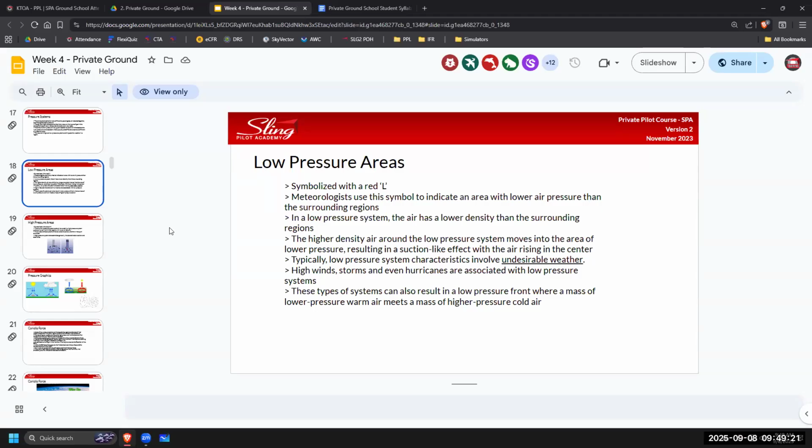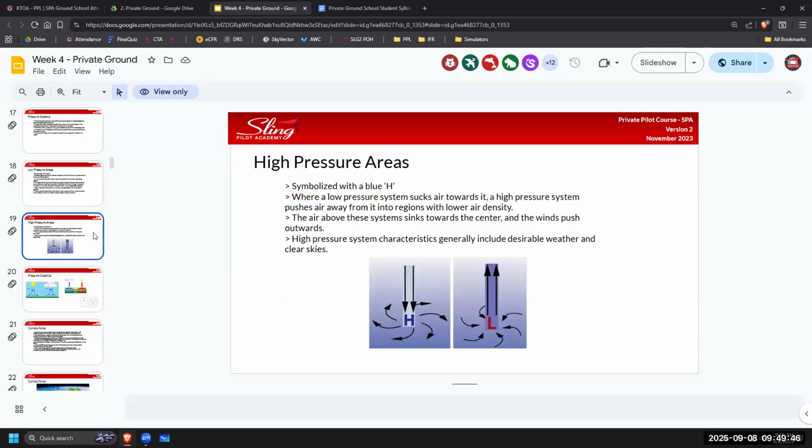Some people call it the screwdriver idea too, turning a screwdriver, tightening and untightening, but I think the lid makes sense because you're pulling the lid off and you're pulling it up. That's that upward motion. It's coming inward and upward, and when you're screwing the lid on, you're pushing the lid down. That's that downward motion, clockwise. That's the high pressure area, which is going to be the blue H.